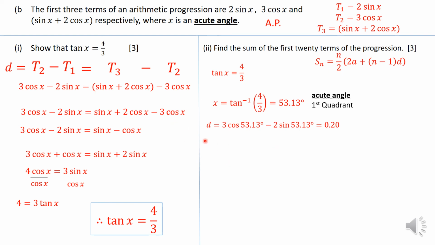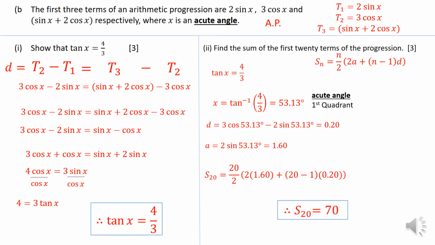So my common difference, I just substitute. For example, I took the second term minus the first term, and I get 0.2000, which is about 0.20. Then I need to find what my a value is. My first term, 2 sin 53.13, gives you about 1.60. Now you have your a and your d. You can go ahead and substitute them in order to find the sum of the first 20 terms. So, correct substitution, and then you can punch it in with your calculator. You should get that the sum of the first 20 terms is nothing but 70.